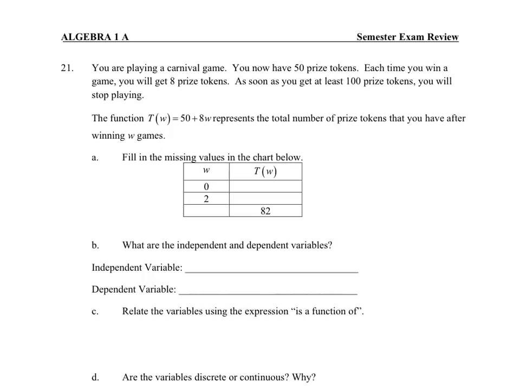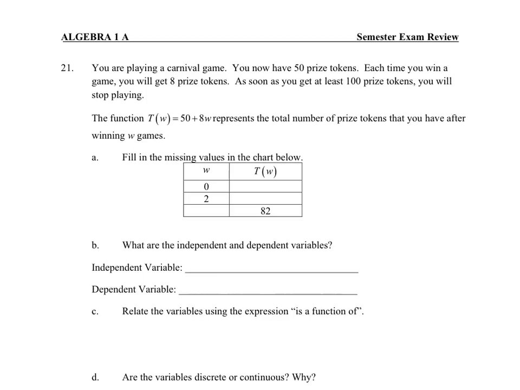Question 21 says you are playing a Carnival game. You now have 50 prize tokens. Each time you win a game, you will get 8 prize tokens. As soon as you get at least 100 prize tokens, you will stop playing. The function t of w equals 50 plus 8w represents the total number of prize tokens that you have after winning w games. Fill in the missing values in the chart below.